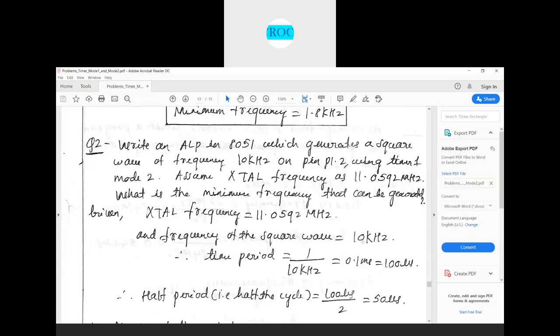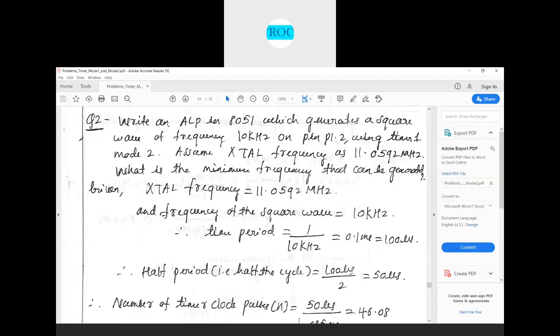Now, what is given to us is we need to generate a square wave of frequency 10 kilohertz. Since the frequency is given, now you need to find what should be the initial count value. We need to load it into the higher byte register. When we load that and write the program with that initial count value, we generate a square wave of frequency 10 kilohertz. How do you do this one?